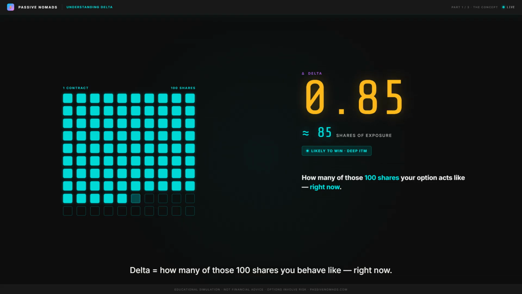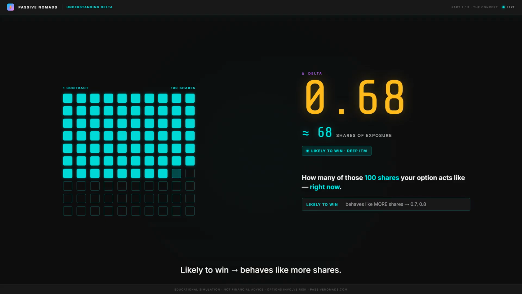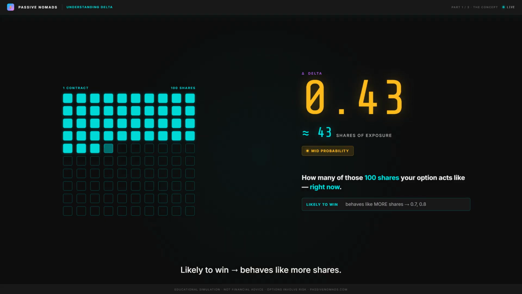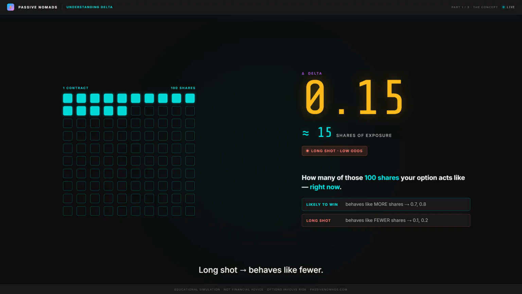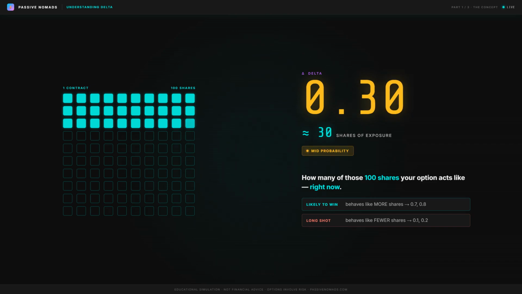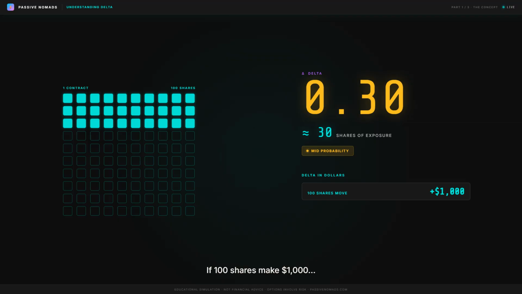And it works like this. If your option has a good chance of being right, of finishing in the money, it behaves more like the full 100 shares. If it's got less chance of being right, it behaves like fewer. So a deep, likely to win option might behave like 70 or 80 shares, which would be a delta of 0.7 or 0.8. And a long shot option might behave like only 10 or 20 shares, which would be a delta of 0.1 or 0.2.